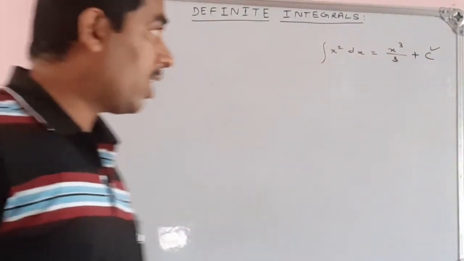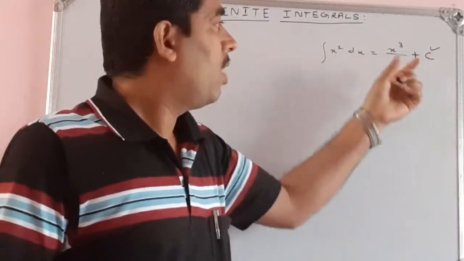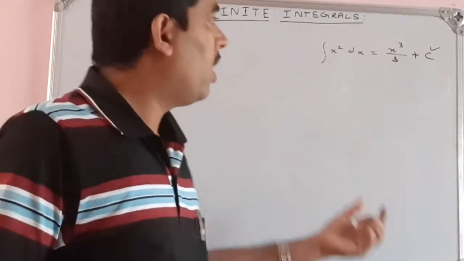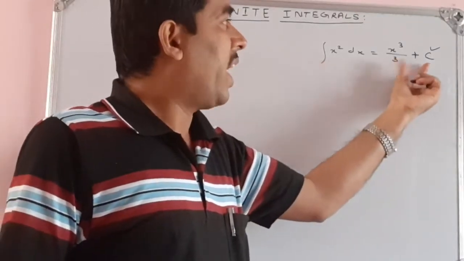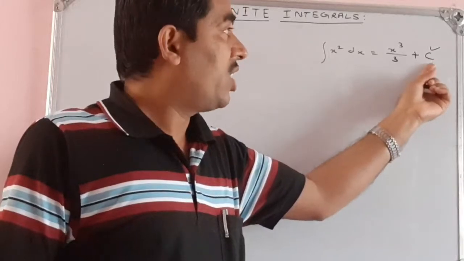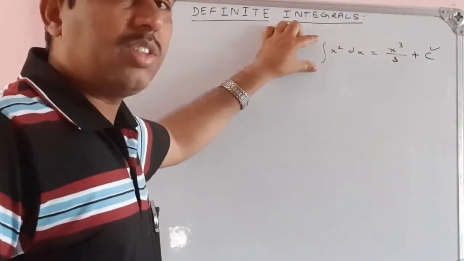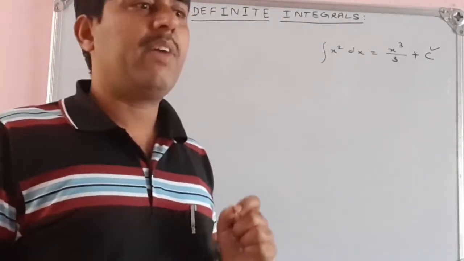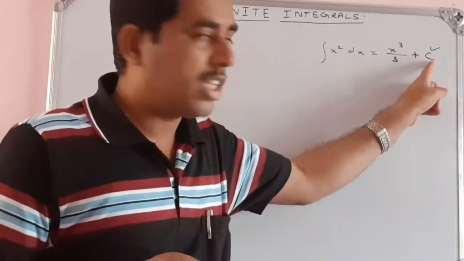So why do we write the constant of integration? This constant can take any value, that is, 1, 2, 3, minus 1, minus 2. After the integration process is over, we attach this constant to our integral. That's why we call these integrals indefinite integrals. Indefinite means we don't have any restrictions, and that's why we write the constant of integration.